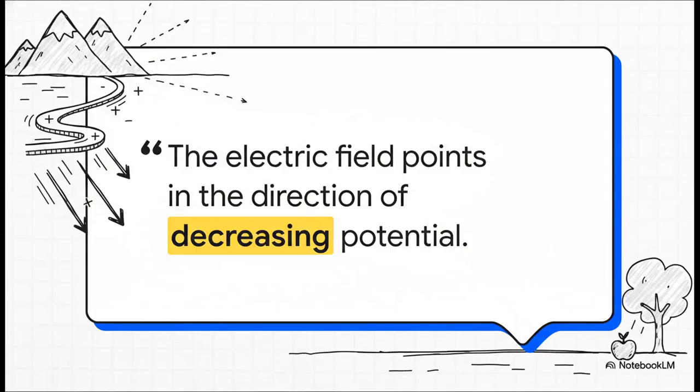And this brings us to the most important rule of this whole landscape. Positive charges always get pushed downhill. The electric field always points from a higher altitude, a higher potential, down to a lower one. It's almost like gravity, but just for positive charges.